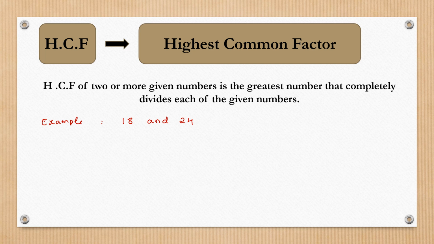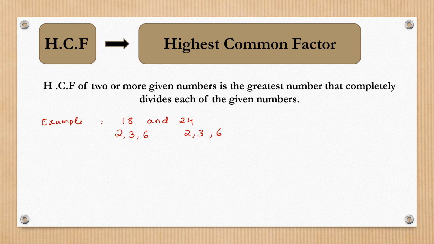As we know, 2 9s is 18, and 2 12s is 24. Coming to 3, we know 3 6s is 18 and 3 8s is 24. If you take 4, we don't get 18 in the 4 times table, but it is possible with 24, so we cannot write 4. So let's move to the next one, 6. We find 6 3s is 18, 6 4s is 24.